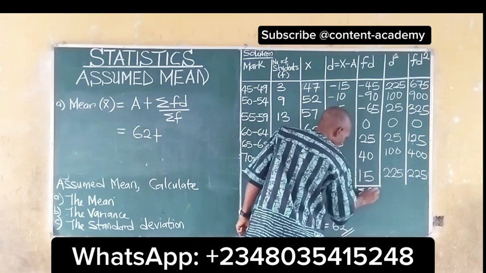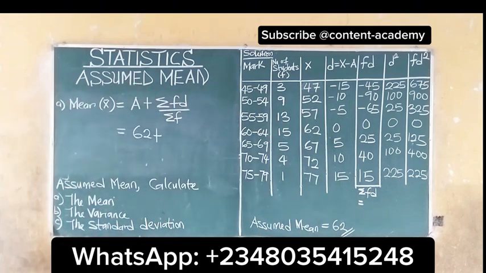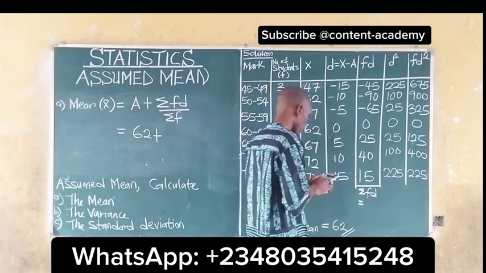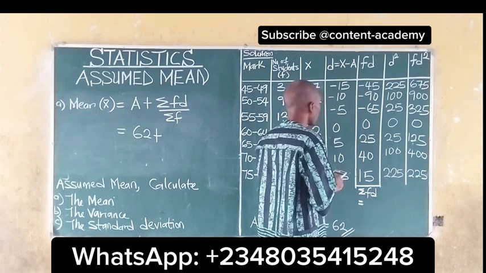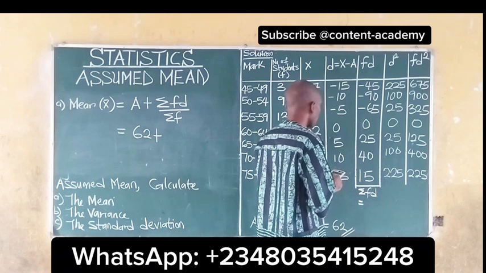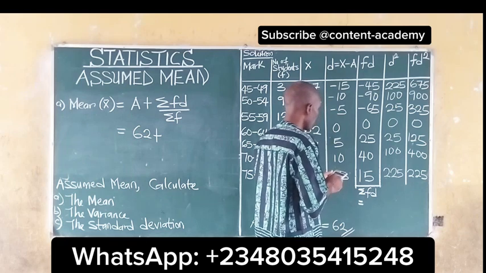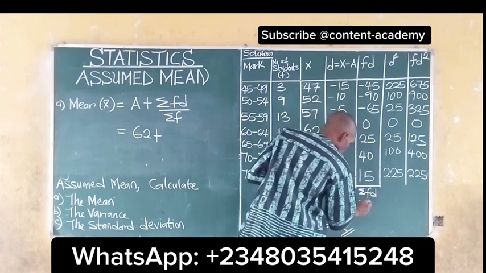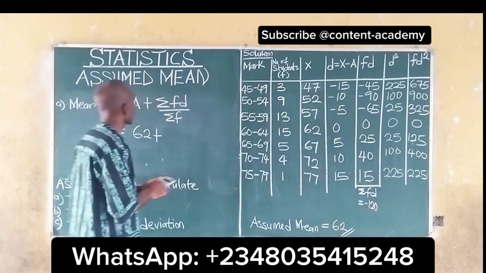Summation of FD is equal to, we add the whole of that: negative 45 plus negative 90 plus negative 65 plus 0 plus 25 plus 40 plus 15. We have negative 120.